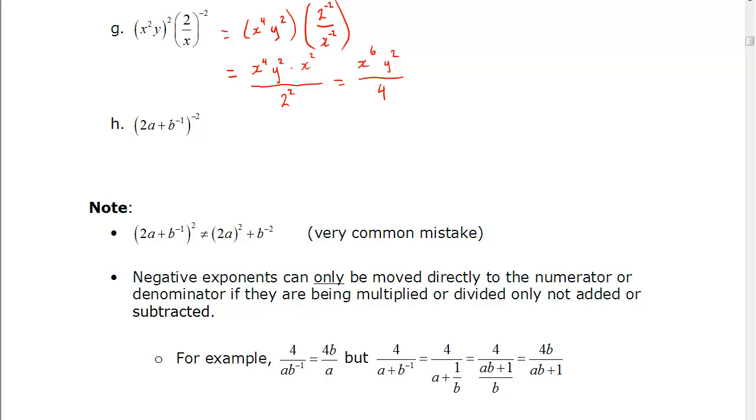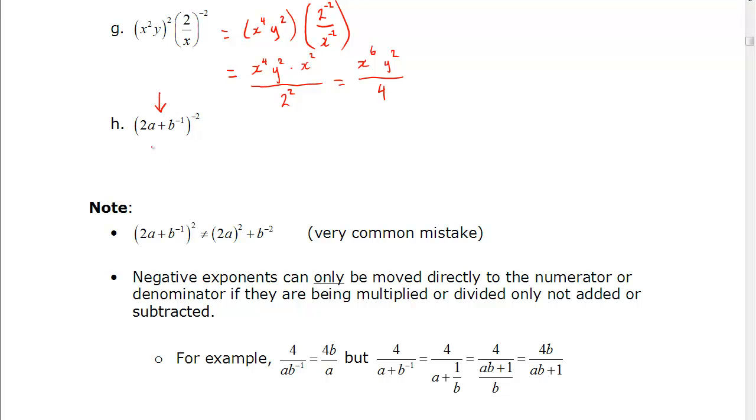The final example has a plus sign. And be very careful of the plus sign, because that's something that students tend to get wrong quite often. Look at the previous examples, they all had multiplication and division, nothing with addition or subtraction. Addition and subtraction change what you're able to do here.